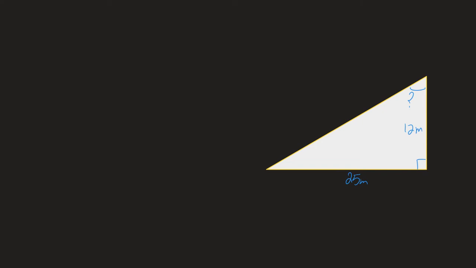Step two, label the sides correctly for opposite, adjacent, and hypotenuse. So hypotenuse there, it's across from the right angle. Opposite side is opposite or across from the angle of interest. And adjacent side is the one that's located next to the angle of interest.